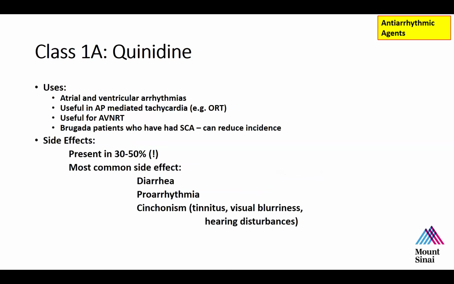So when do we use quinidine? The first thing to say is rarely. It's not used very often, and we'll go over that it's due to the side effect profile. But it can be used for atrial or ventricular arrhythmias. It's particularly helpful in people who have accessory pathway mediated tachycardia, whether it's WPW or a concealed pathway. It can be used for AV nodal reentrant tachycardia. I think in 2025, it would be fair to say that the most common use is in the rare patient who has Brugada syndrome and has had an episode of sudden cardiac arrest. It has been shown to reduce the incidence of ventricular arrhythmias in that patient group.